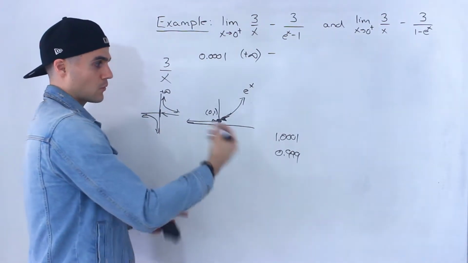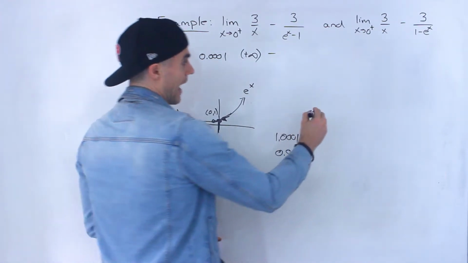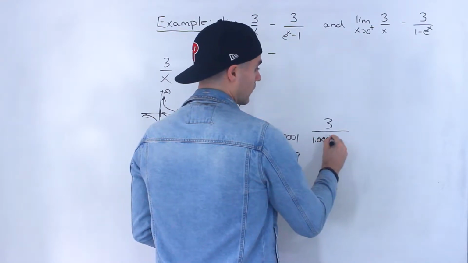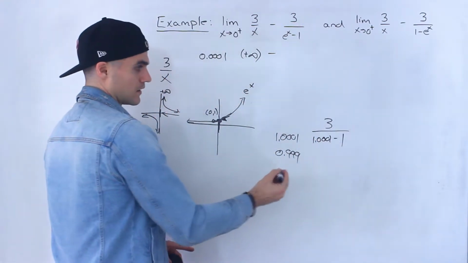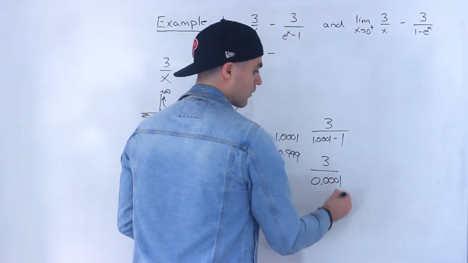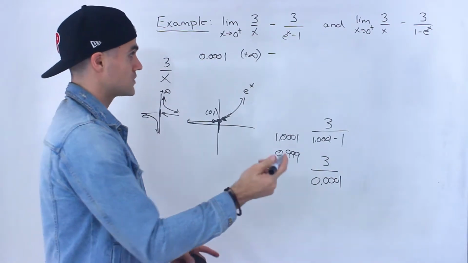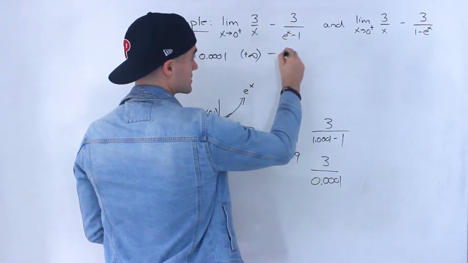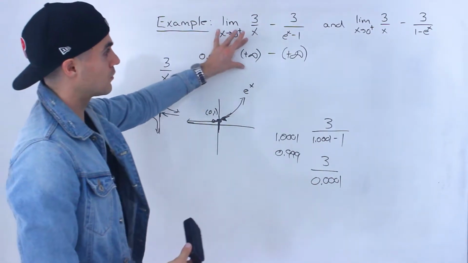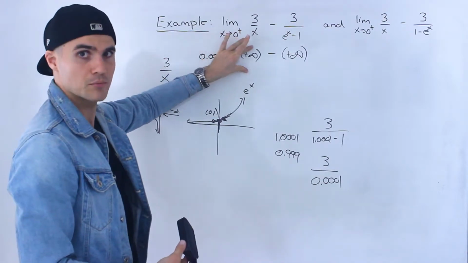So we got to figure out what's the y value. The y value is going to be approximately this. So what's going to happen is we're going to have 3 over 1.0001 minus 1, which is going to be like 3 over 0.0001. So 3 over a very small positive number, which is going to give us positive infinity. And so from there, we're able to tell that this here is an indeterminate difference.